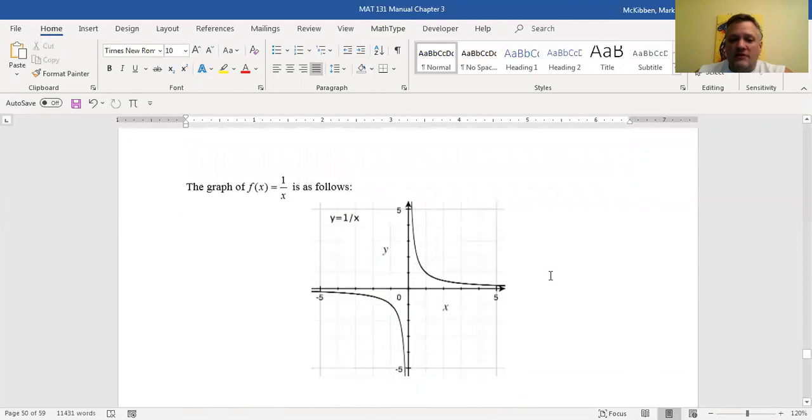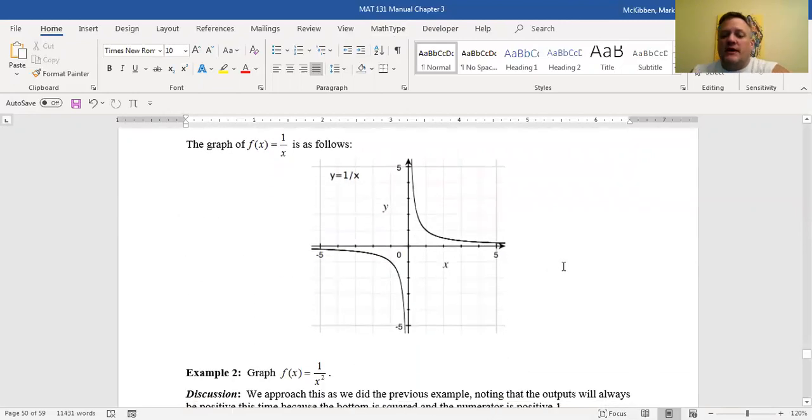So what the graph looks like if we put those together is as follows. The closer the values get to 0 from either side, the larger or smaller, in the positive or negative direction, the graph gets. And if x gets very, very large in this direction or that direction, the closer the graph gets to the x-axis.